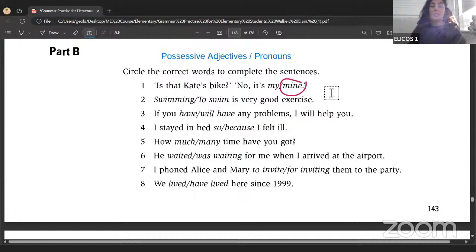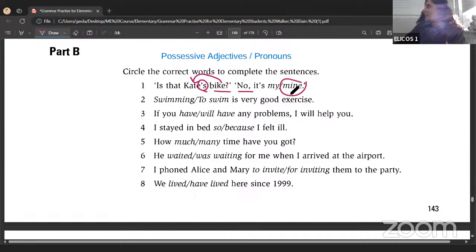So it's not the same as the subject. The subject is I, you, he, she, it, we, they. But that's when you start a sentence that way. Now this is saying, so is that Kate's bike? So this object, noun, belongs to Kate. So we need to put that apostrophe S to show it is her bike. And we're saying, no, it's mine.